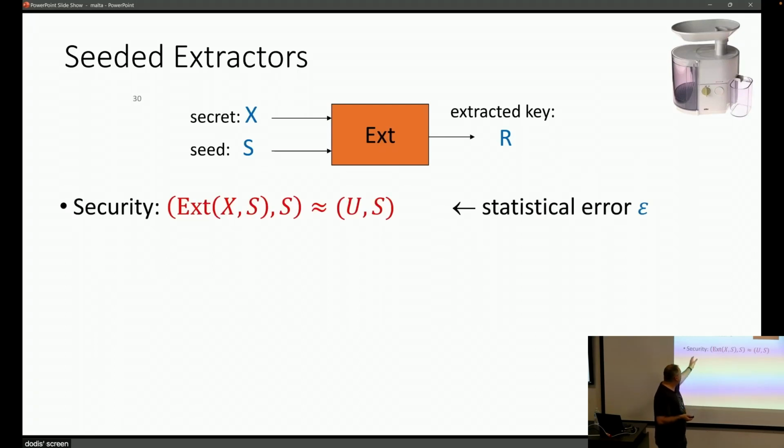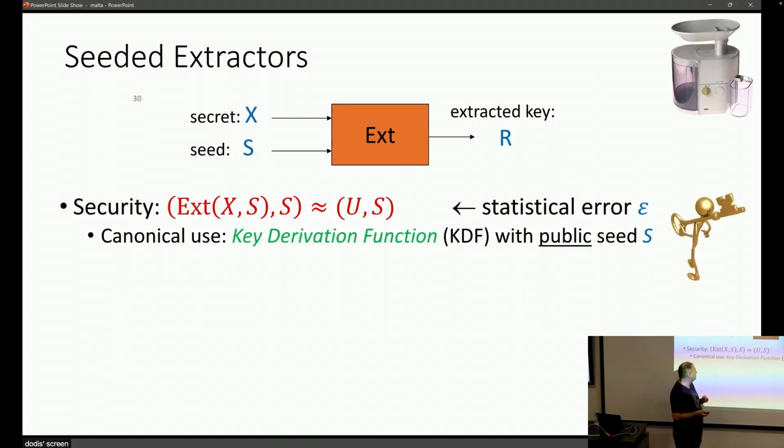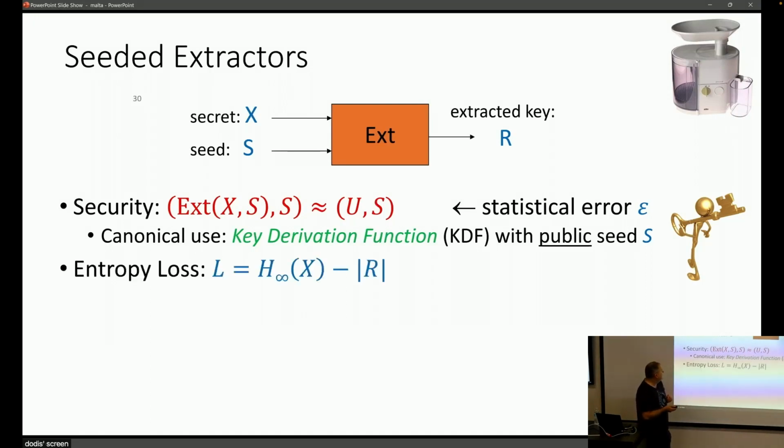The first thing we want to say is that we'll settle for statistical security. So the output of the extractor should be uniform even given the seed. The canonical use is for a key derivation function. You can imagine the seed is public, maybe chosen once, and the source is independent of it, like a pseudorandom Diffie-Hellman group element. So the seed is public, but from the source you derive private randomness. This is a canonical application of the seeded extractor.